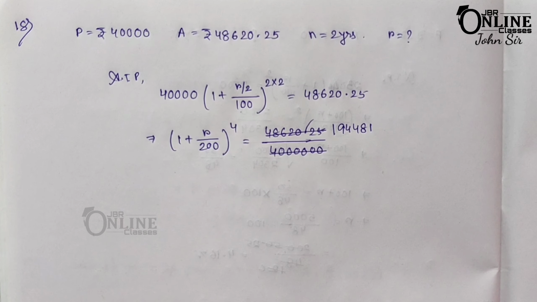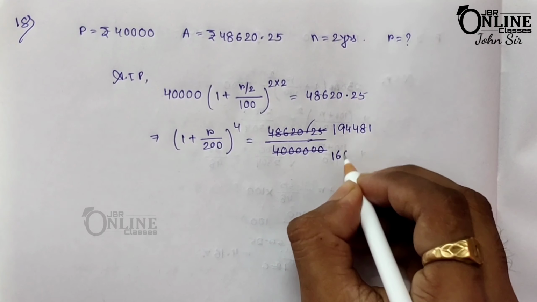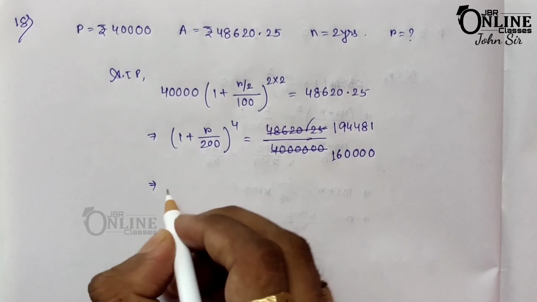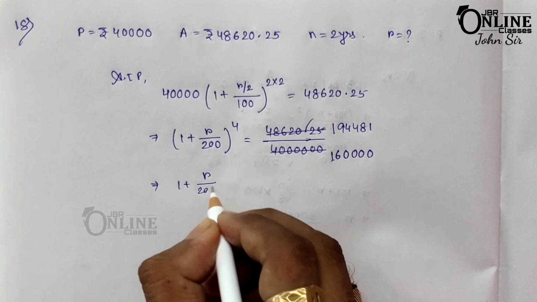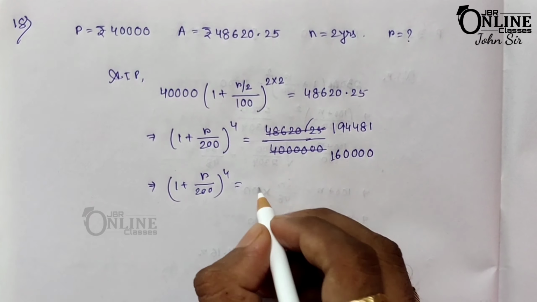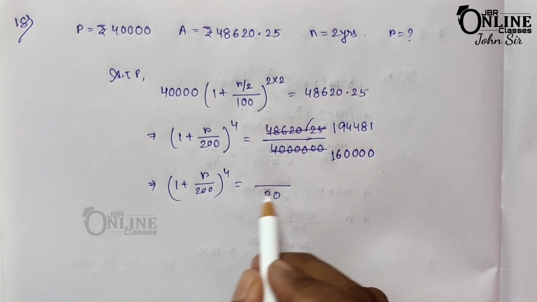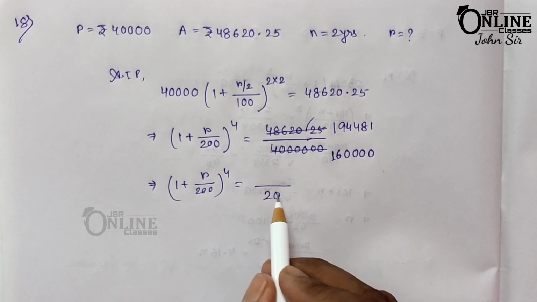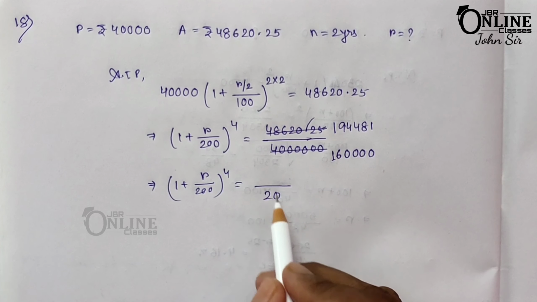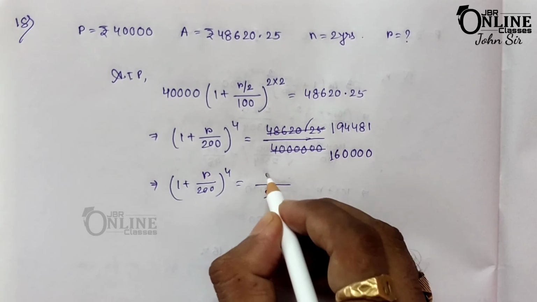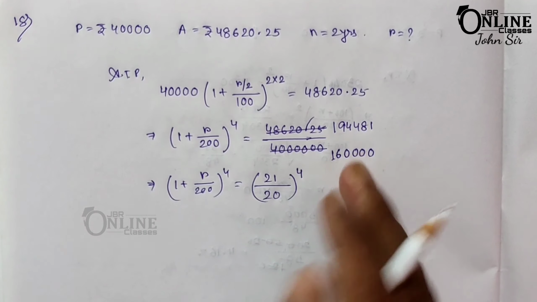How many zeros are there? There are a total of 6 zeros. So divided by 25, it becomes 160 and again 3 zeros. And on the left hand side, as the power is 4, this one equals 160 into 20 whole to the power 4. 20 whole to the power 3 is 8000, then 20 whole to the power 4 will be 160000, and the upper one may be 21 whole to the power 4.